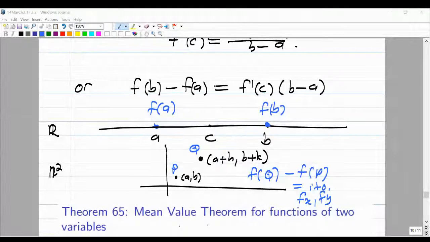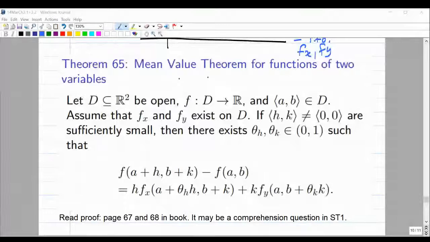It's again a mouthful, and it goes as follows. Let D be a subset of R^2 to be open. Let f be a map from D to R, and (a,b) is an element of D. Assume that f partial x and f partial y exist on D. If (h,k) is not the zero vector and is sufficiently small, then there exist special numbers, theta sub h and theta sub k, in the open interval from 0 to 1, such that f at Q minus f at P is equal to h times f partial x at a special point plus k times f partial y at a special point.